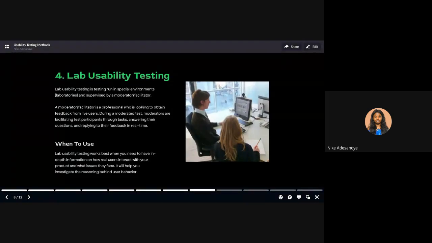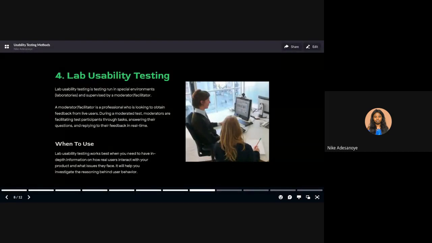When should we use lab or moderated usability testing? Lab usability testing is best used when you need in-depth information on how real users interact with your product at that point and the issues they face, right? Because you are seeing them, they are doing these things, and then they are speaking to you.